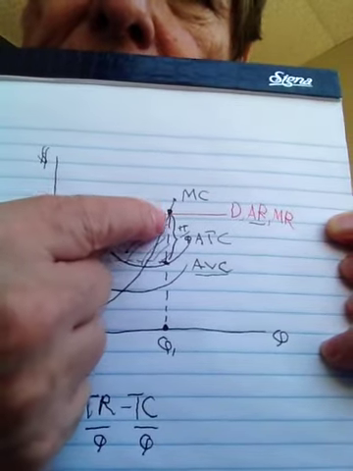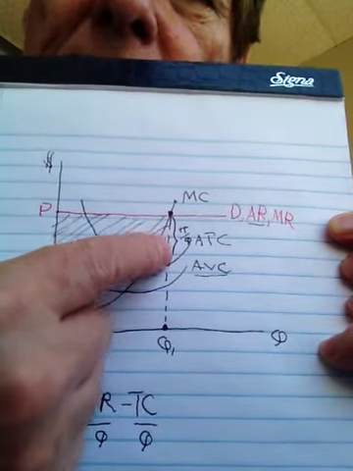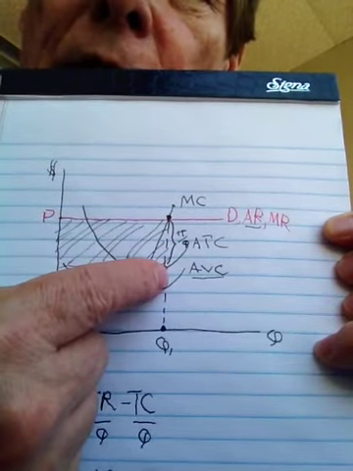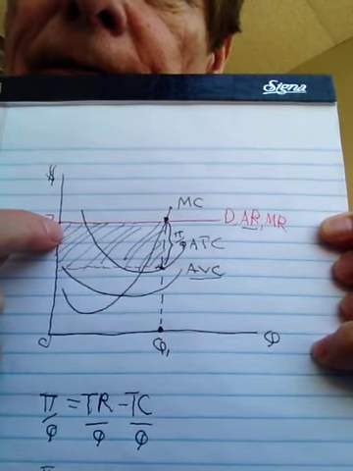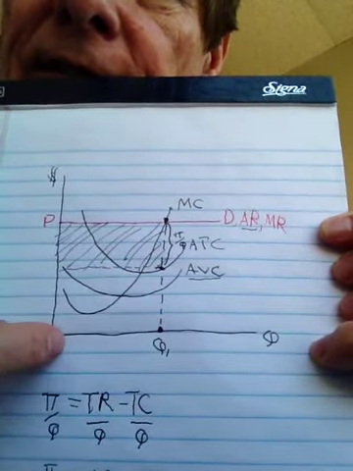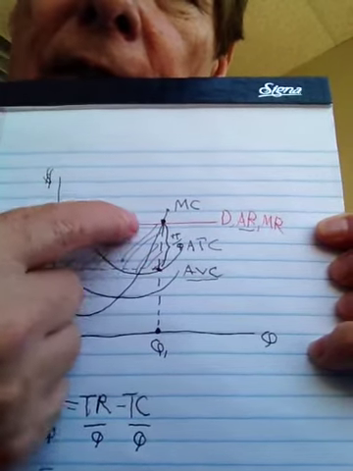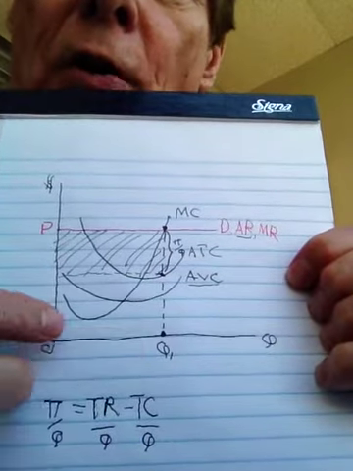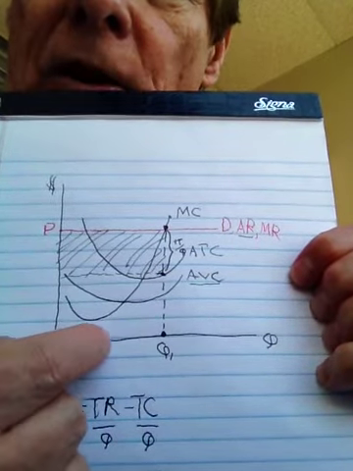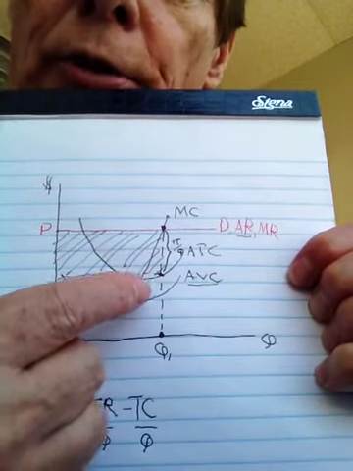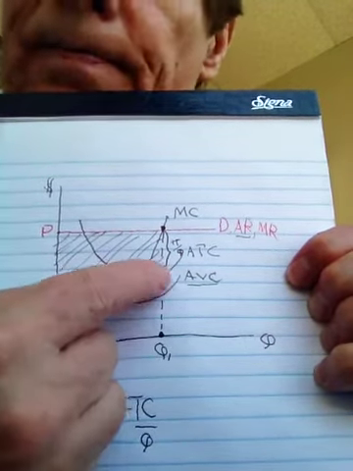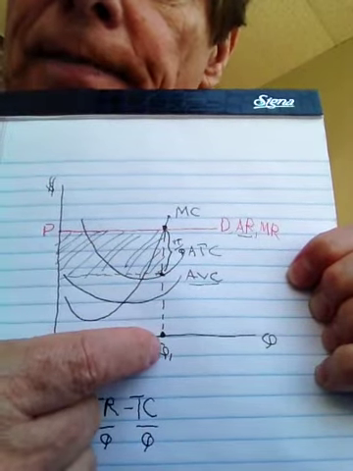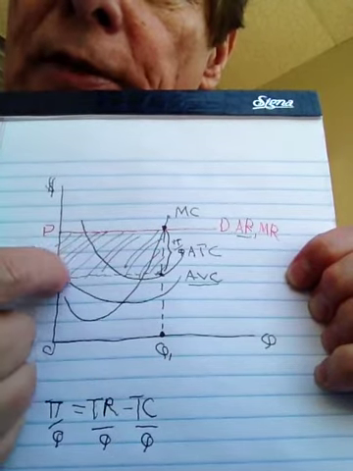This distance here represents profits per unit. If we multiply the profits per unit by the number of units, notice that this distance and that distance, the number of units, are the same. We get the area of this box, which represents total profits. Now, there is no other quantity along this axis that will produce a total profits box larger than this. This is the quantity that will maximize our total profits box.